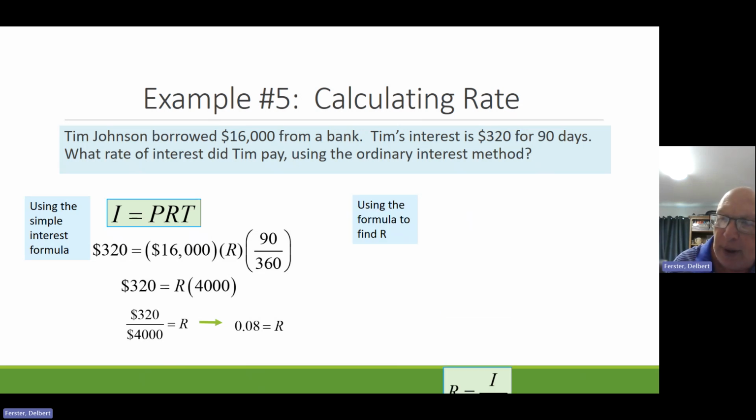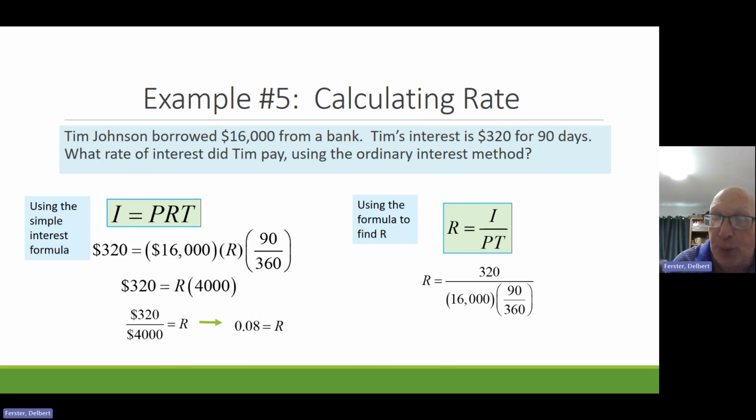If you want to use the formula that we developed a moment ago, you're going to notice again that it's pretty much the exact same chain of arithmetic that we just walked through. It has to be. So either way works. Pick the way that you're more comfortable with and just stay there. You don't have to go back and forth. All right, 8% interest on that loan.